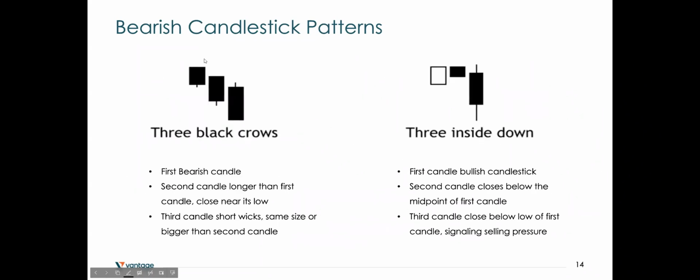Just now we had the three white soldiers, now we have the three black crows. Again, as long as the body is black, going downwards, getting bigger, it basically indicates stronger volume moving to the downside.